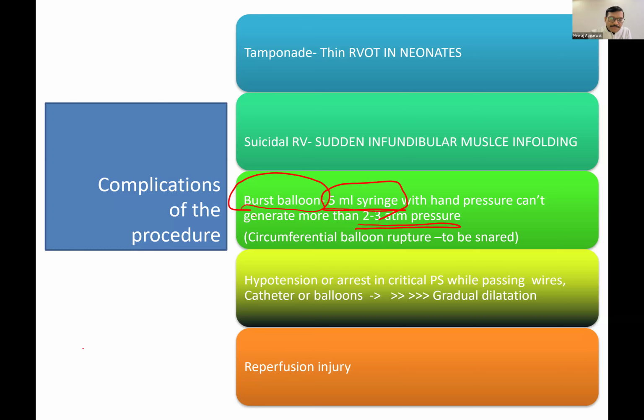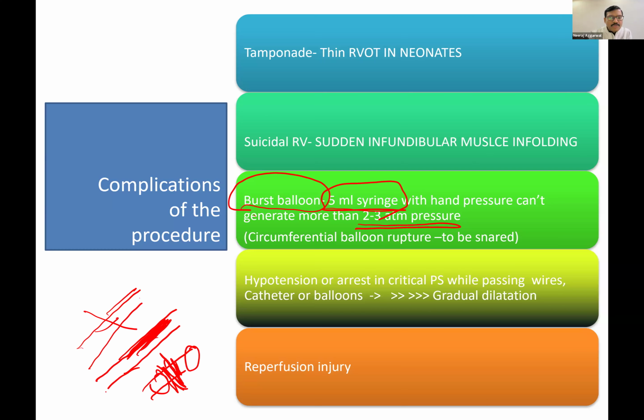The balloon ruptures are of two types. One is longitudinal rupture, and one is circumferential rupture. In circumferential rupture, this part gets ruptured, and this part here in two parts. Longitudinal rupture is the commonest phenomenon. You take the balloon out. Normally, there is no complication.